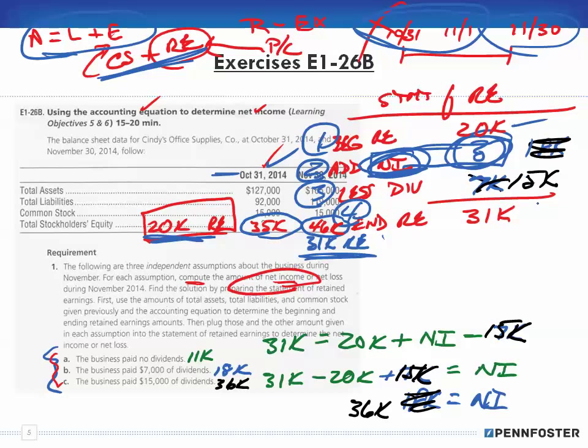So I have 20,000. My assumptions are telling me how much my dividends are, and I know how much my ending retained earnings are. So by using those 3, I can always figure out that fourth item, which in this case is the net income, and you saw me do all of the math in order to get the answers: 11,000 for A, 18,000 for B, and 36,000 for C.